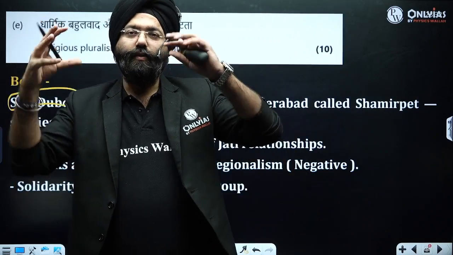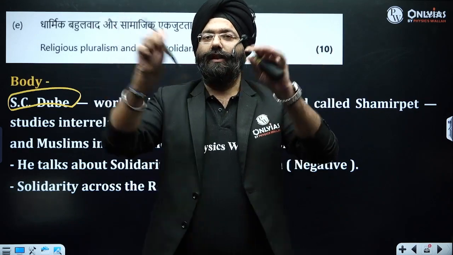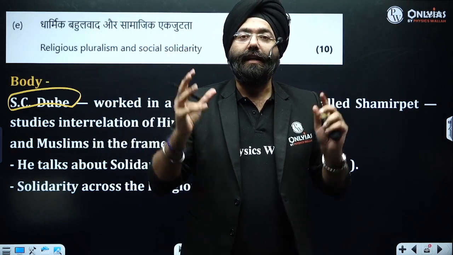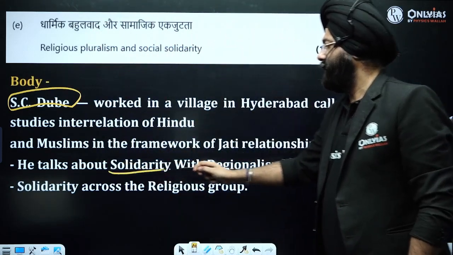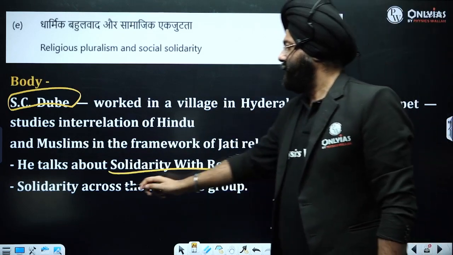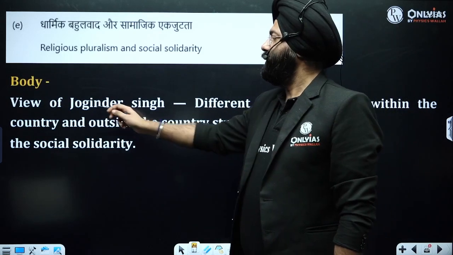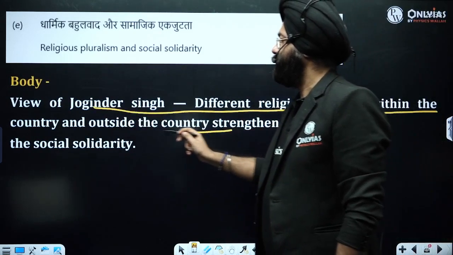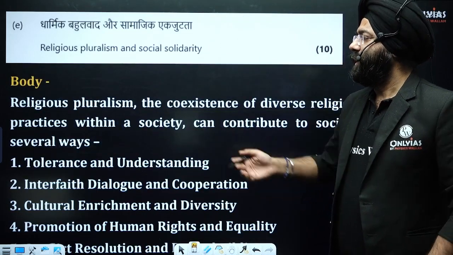एग्जामिनेशन में अब जो क्वेश्चन आ रहे हैं वो इंटरलिंक्ड आ रहे हैं, एक दूसरे से इंटरलिंक्ड हैं, सो आपको वो एक्सट्रैक्ट करना होता है यहाँ से, यहाँ से, यहाँ से. दैट इज़ वाई यू शुड बी वेल वर्स्ड विद द कंटेंट ऑफ योर सिलेबस, राइट? He talks about solidarity within the regionalism, solidarity across the religious groups, ये सारी चीज़ें हैं, यू कैन मेंशन दैट. जोगिंदर सिंह का व्यू था डिफरेंट रिलीजन्स पीपल विदिन द कंट्री एंड आउटसाइड द कंट्री स्ट्रेंथन द सोशल सॉलिडैरिटी, ये कुछ व्यूज़ थे, डायमेंशन्स हैं.